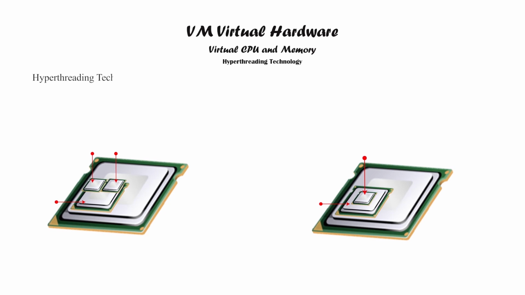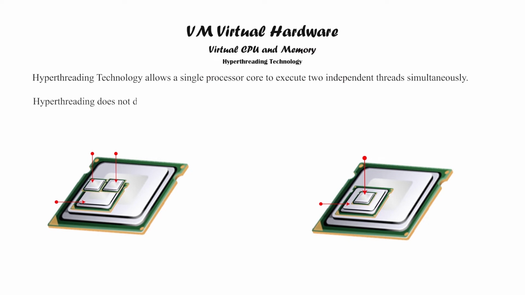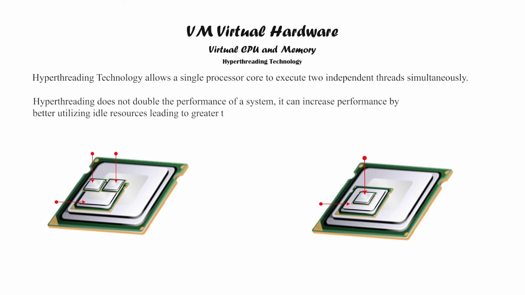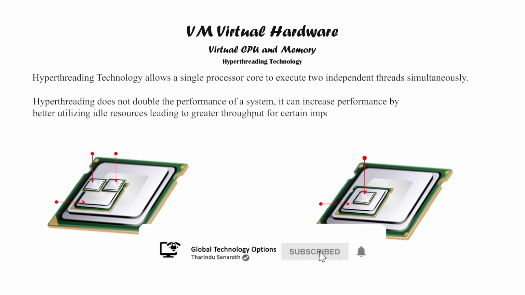Hyperthreading technology allows a single processor core to execute two independent threads simultaneously. While hyperthreading does not double the performance of a system, it can increase performance by better utilizing idle resources, leading to greater throughput for certain important workload types.